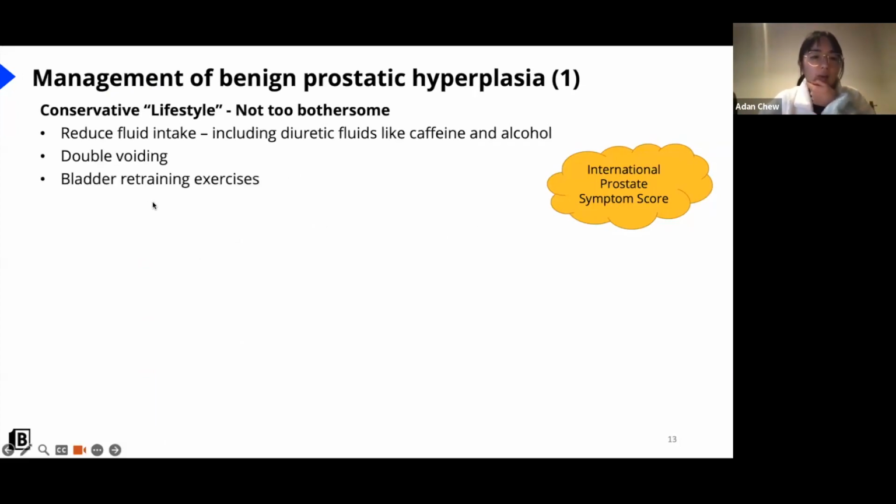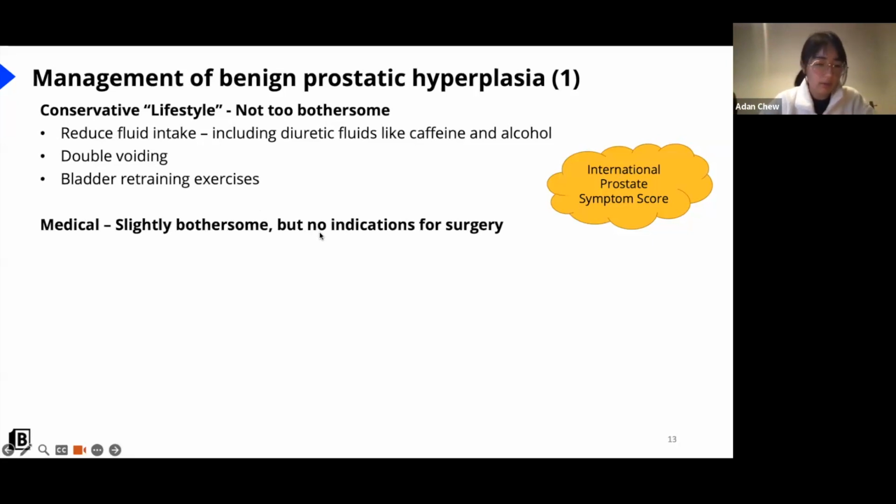So how would you manage someone with BPH conservatively? You would reduce their fluid intake, especially caffeine and alcohol, which this gentleman takes a lot of. Encourage them to double void, so when you go to the loo, go twice. And bladder retraining exercises.